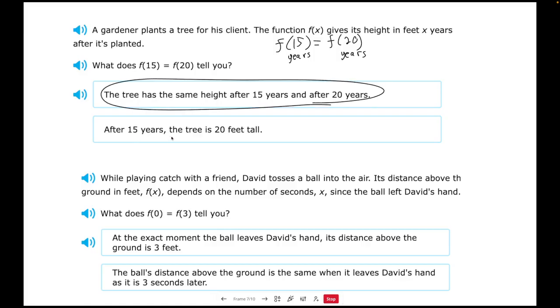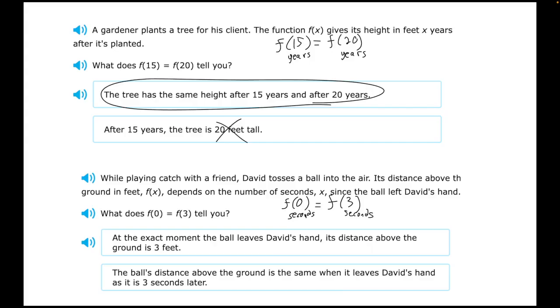Because this says after 15 years, the tree is 20 feet tall. But this doesn't tell me anything about the height of the tree. This only tells me about the years, okay? And for this second problem, again, the number in parentheses is the number of seconds here.